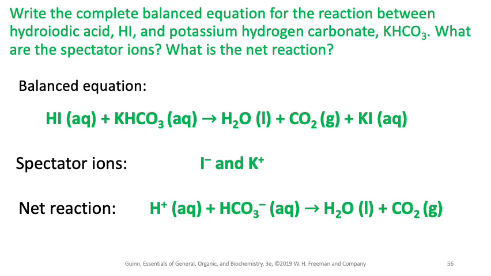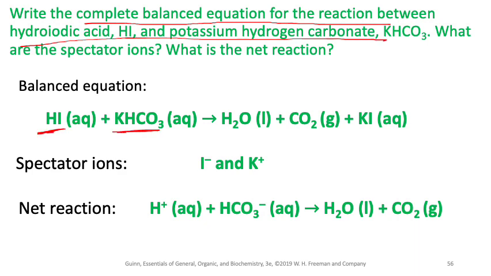Let's try one more example on the topic we just learned about, carbonate and bicarbonate. The problem says: write the complete balanced equation for the reaction between hydroiodic acid and potassium hydrogen carbonate. So hydrogen iodide reacts with potassium hydrogen carbonate. What are the spectator ions? What is the net reaction?